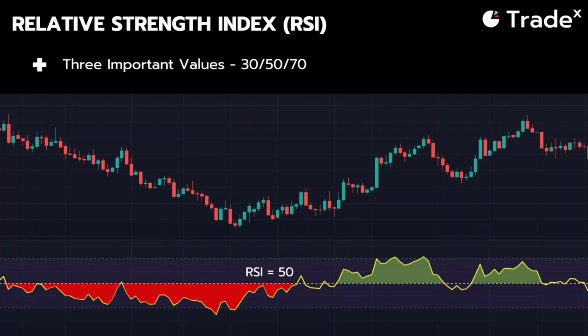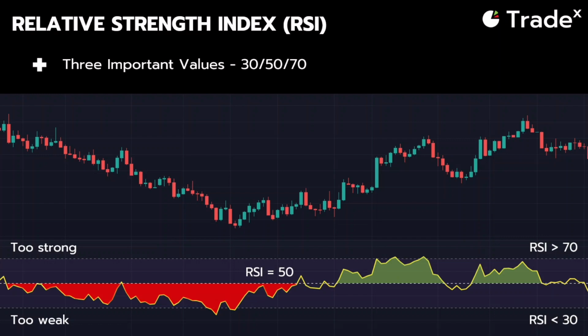Next, let's add two more lines to the RSI chart. Above the top line, the price is considered too strong when the RSI is above 70. Below the bottom line, the price is considered too weak when the RSI is below 30. These levels help identify potential extreme conditions in the market.